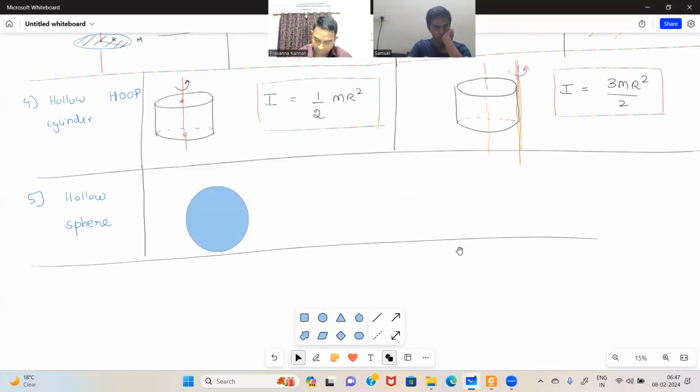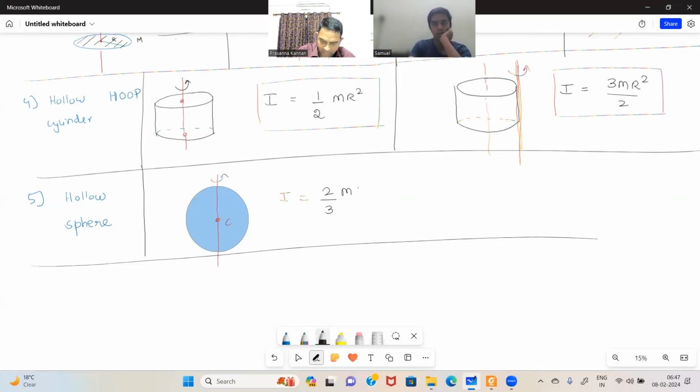Okay, ma'am? The moment of inertia with the coordinate axis passing through the center of mass will be equal to 2 by 3 mr square. For each of these, derivations are there, but those are not critical for your CBSE or even for your CET.